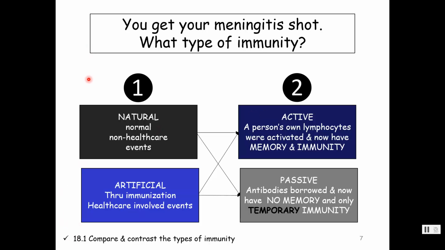All right, so you get your meningitis shot. What type of immunity? So you were vaccinated for meningitis. Is that natural or artificial? So no healthcare worker. And then through vaccination, does a person have active immunity, meaning their body responded and they'll have memory? Or was it passive? Were there antibodies given?